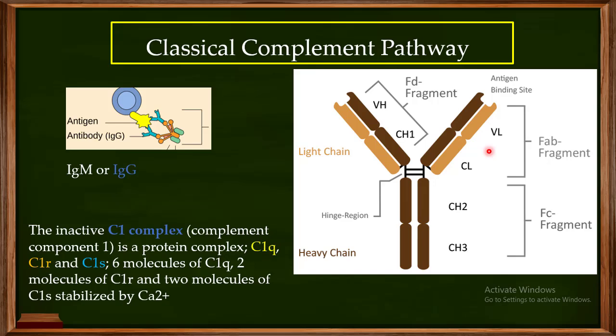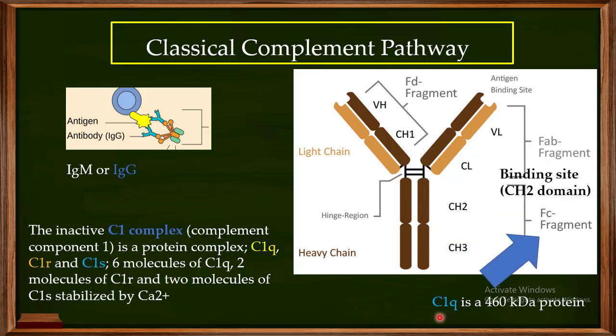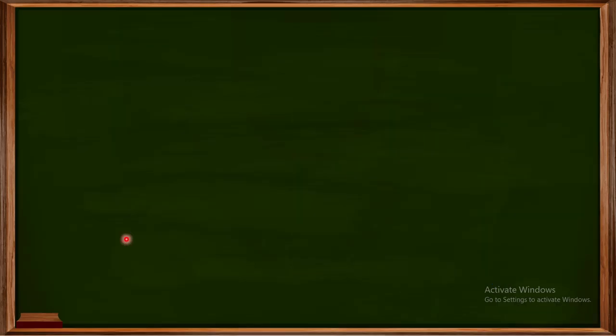But just to give you an understanding of the classical complement pathway, you need to understand that there is a particular site in the antibody which is known as the Fc fragment. This provides a binding site to the C1 complex, specifically the C1q component of the C1 complex. So when the antibody, the IgM or the IgG, binds to an antigen, it provides a binding site to the C1q. The C1q binds to the Fc fragment, because the specialized CH2 domain of the Fc fragment provides a binding site to the C1q in the C1 complex.